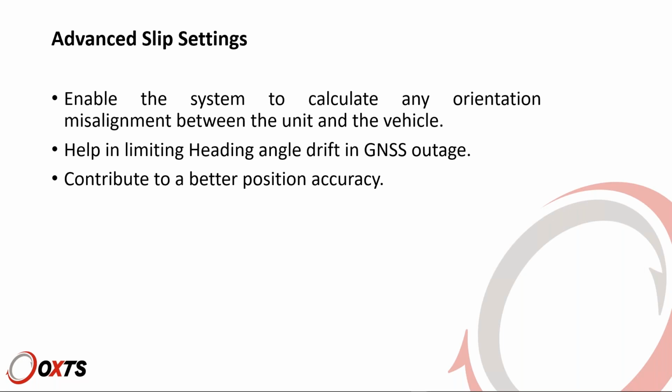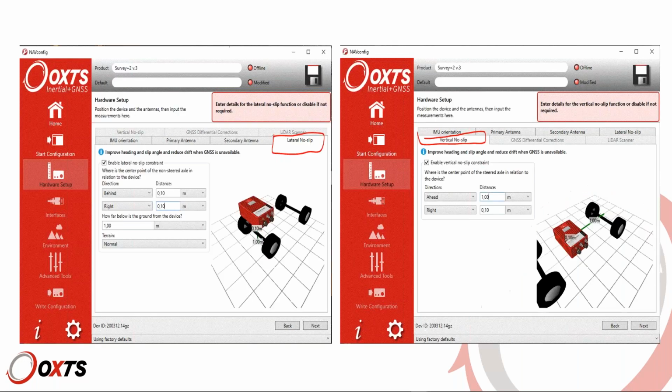The other thing that it does is it helps limiting the heading angle drift when you have a GNSS outage, which can happen obviously in urban environment. And by reducing the heading drift, it will reduce the position drift. So it will help your position accuracy. This is where you enable the advanced slip, lateral and vertical. Lateral is more important, but do enable both. That's in the hardware setup section in NAVconfig.